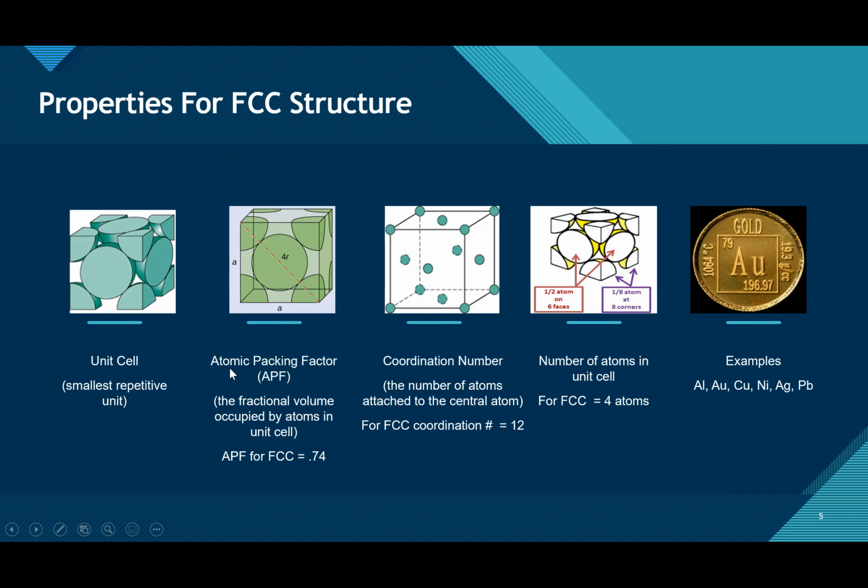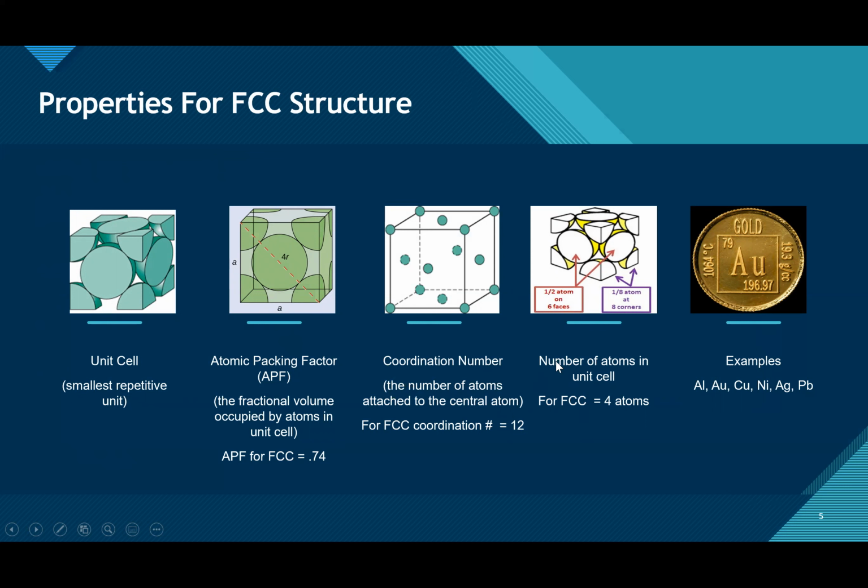The other property is the atomic packing factor, APF. The APF represents the fractional volume occupied by atoms in the unit cell, and it's a fixed value for the structures. For FCC, it's 0.74, and it's the maximum volume that can be achieved. The next property is the coordination number, which is the number of atoms attached to the central atom. For the FCC, it is 12. So for a central atom in the FCC structure, there are 12 neighbor atoms attached to it.